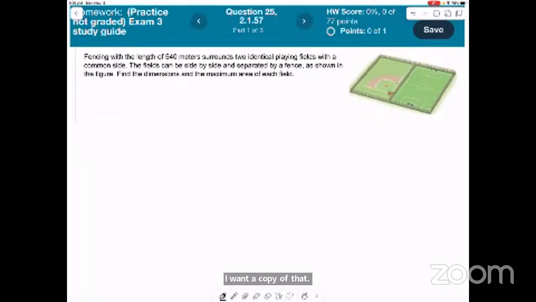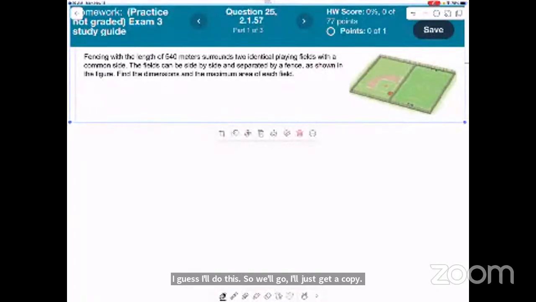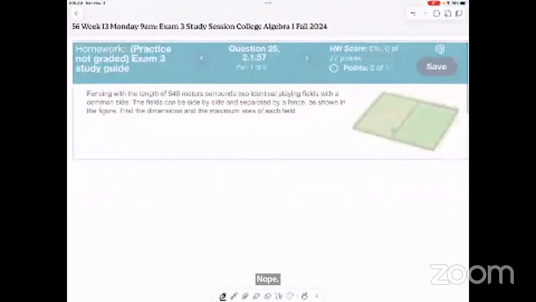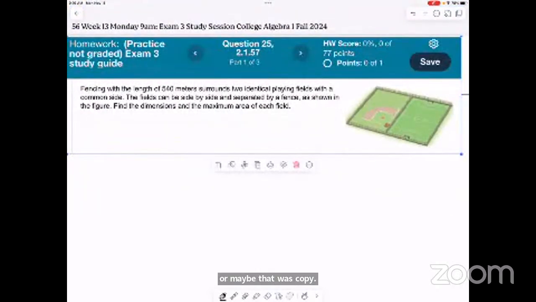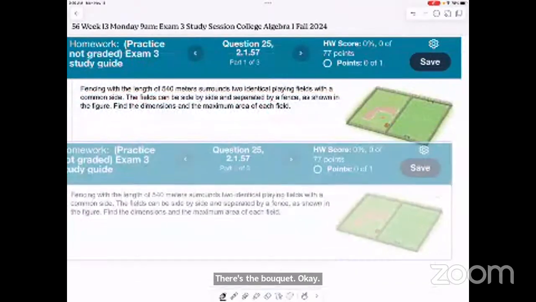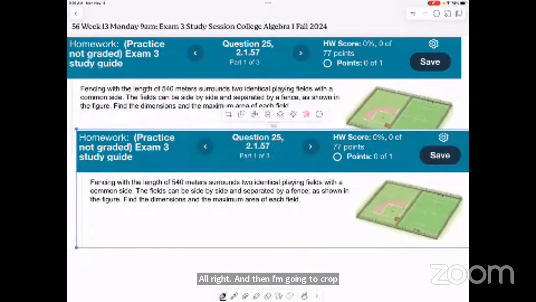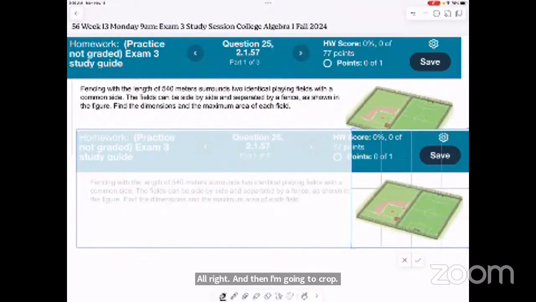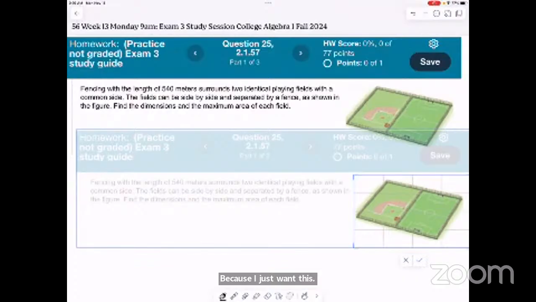I guess I'll do this. So I'll just get a copy. Duplicate. Did I duplicate it? Nope. Oh, maybe that was copy. Oh, there's duplicate. Okay. All right. And then I want to crop because I just want this image. That's good. Okay. So we're going to use this.